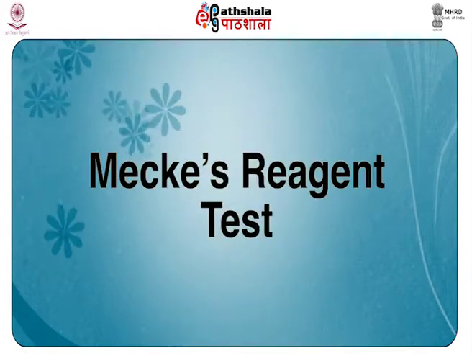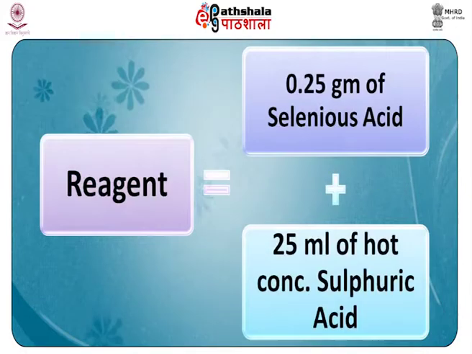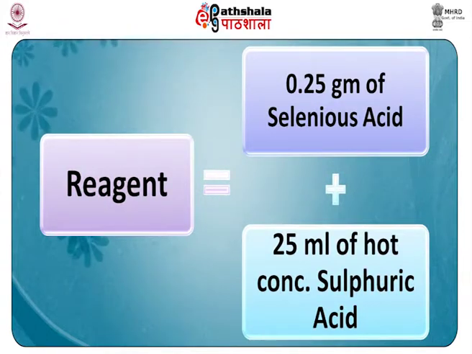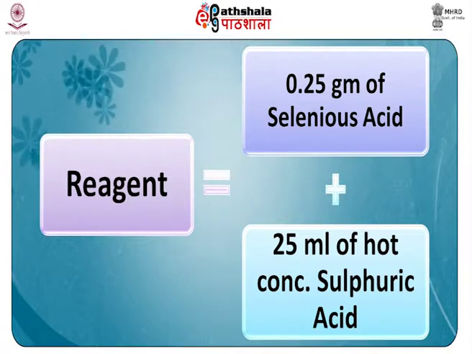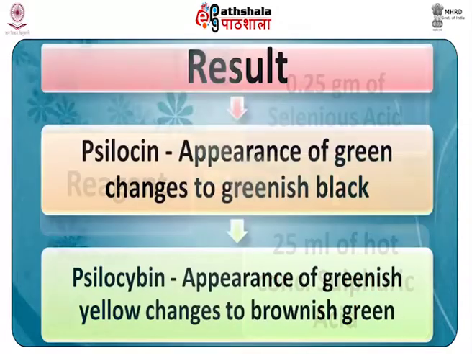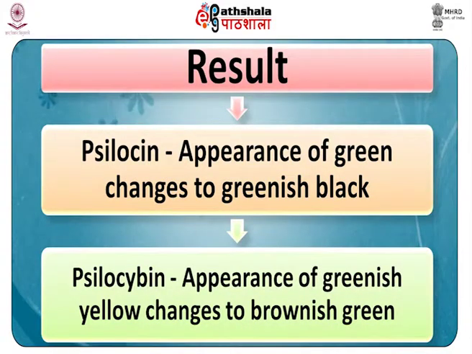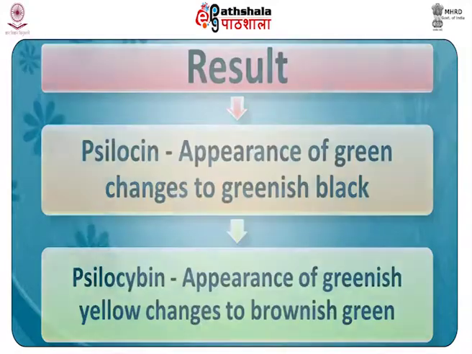Next is Mecke's reagent test. Preparation of reagent: 0.25 grams of selenous acid is dissolved in 25 ml of concentrated sulfuric acid. Result: the appearance of green color that changes to greenish black indicates the presence of psilocin, while the appearance of greenish yellow that changes to brownish green indicates the presence of psilocybin.